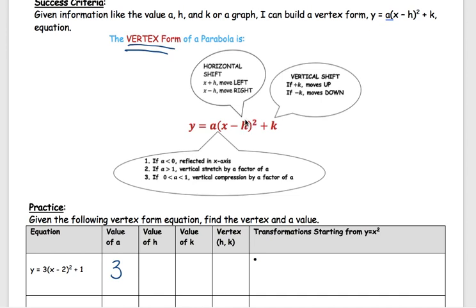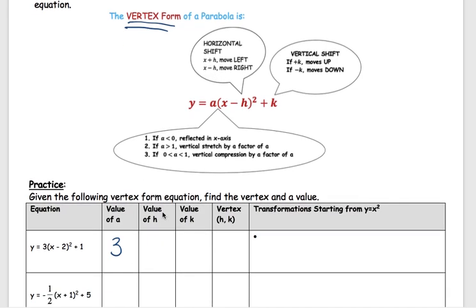h is the opposite of what you see here. Okay. So if it says subtract h, you actually have a positive h value. Okay. And if it's add h, then you actually have a negative value in there. So let's just practice here.